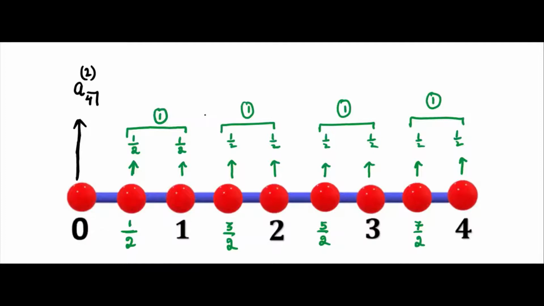That is why we are dividing into half and half here. The total is 1 anyway. This total is 1. This total is 1. This total is also 1. These are the 4 ones.